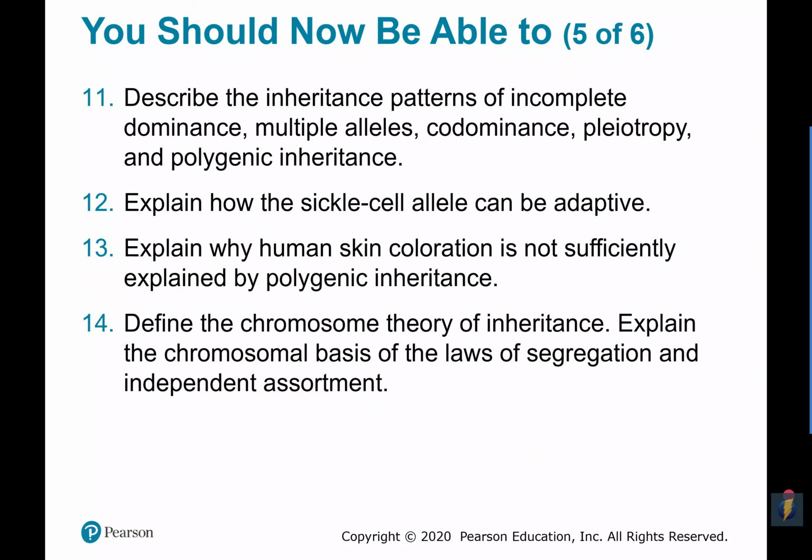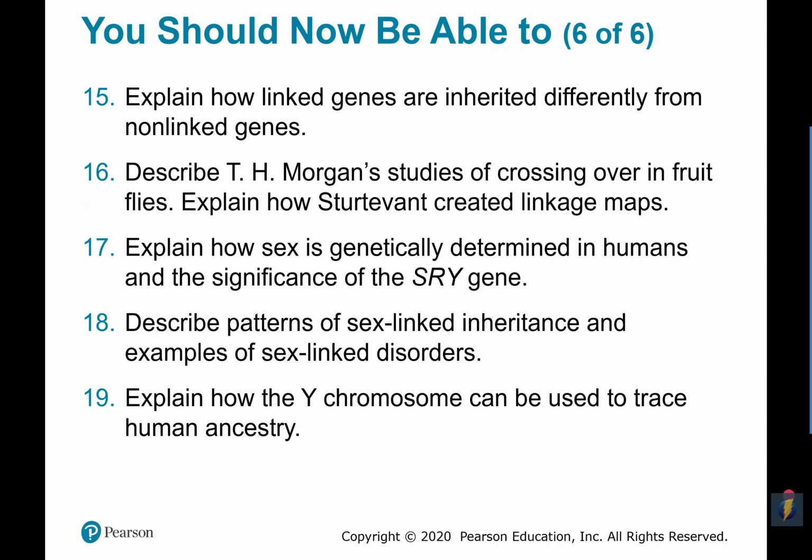The sickle cell and its adaptivity: it confers a benefit in terms of being a carrier of the sickle cell allele to surviving malaria. How chromosomes are behind our theory of inheritance. At the end here, we talked about sex-linked genes, and some sex-linked disorders, and then ended up talking about the Y chromosome being used to trace our human ancestry. And that wraps up chapter 9.